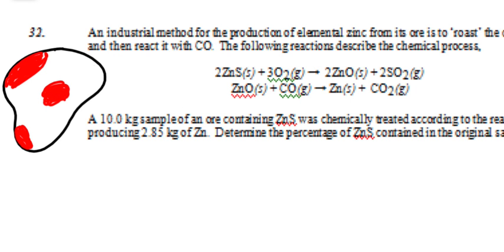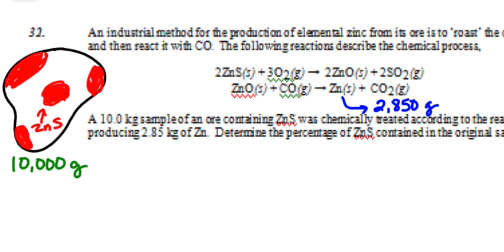It's not going to be all splotchy like a disease. But this problem is giving you a piece of ore, and it's saying this whole piece of ore weighs 10 kilograms, which is 10,000 grams. Okay? The question is asking, how much of this zinc sulfide is in this 10,000 gram piece? What percentage of this is zinc sulfide if, after this thing was put through the chemical process, we produced 2.85 kilograms, which is 2,850 grams of zinc?